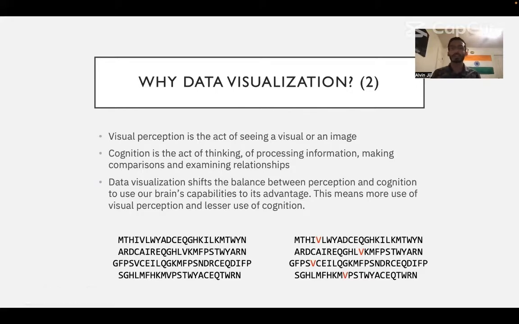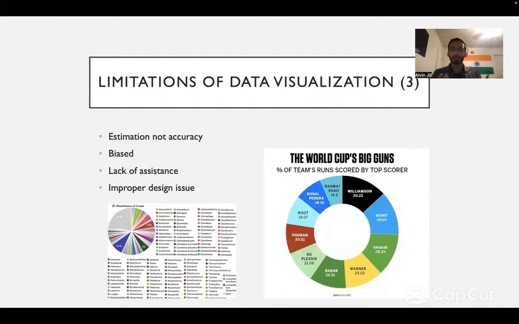So the important thing to note is that visual perception is done within the visual cortex, and the visual cortex is actually extremely fast and efficient. And the cognition is done within the cerebral cortex, which is much slower and less efficient. So data visualization actually changes this. Normally we rely on cognition, but it shifts that balance from cognition to visual perception, which we learn is much faster and efficient. Yeah, but there are some limitations of data visualization.